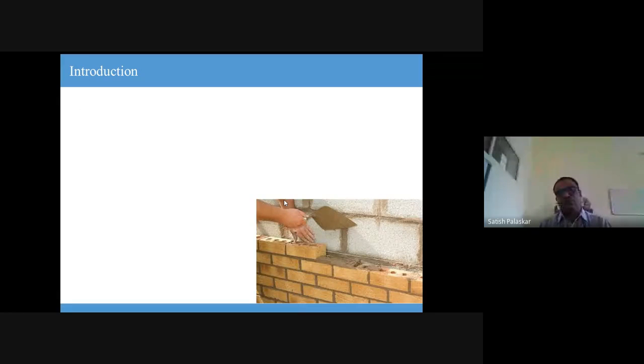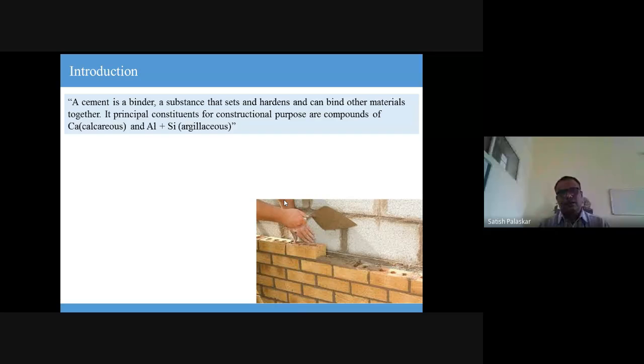Now, what is cement, or what will it do? It will bind the ingredients of the concrete. Cement is a binder, a substance that sets and hardens and can bind other materials together. Which other materials? Fine aggregate and coarse aggregate. So it will bind those, and that's why it is called a binder.